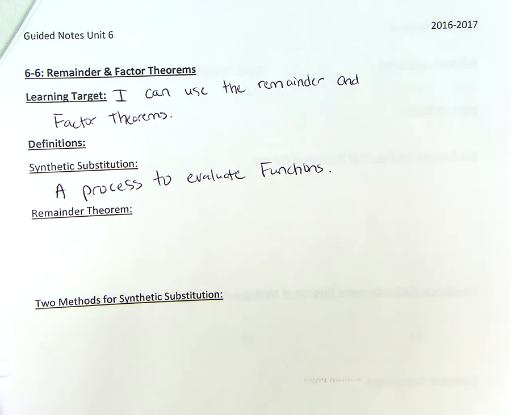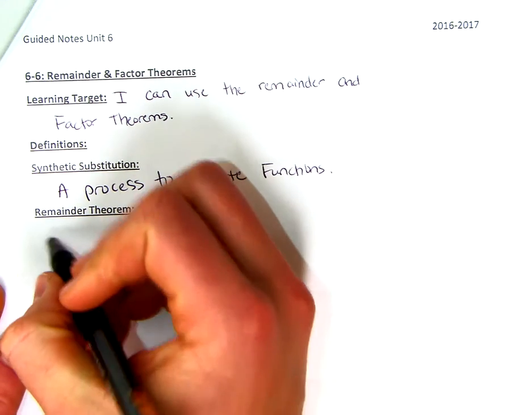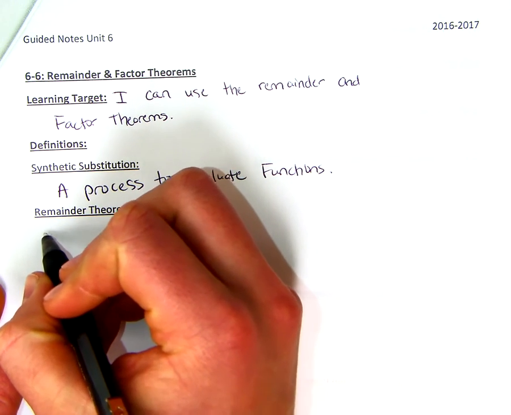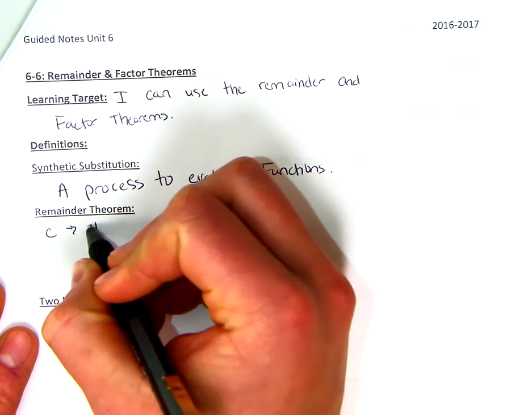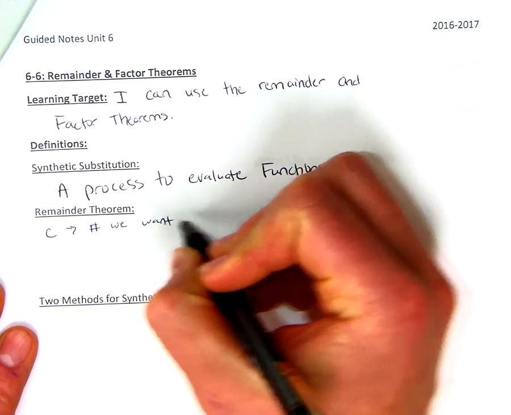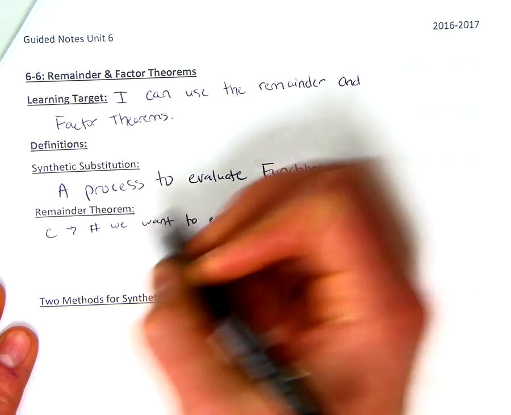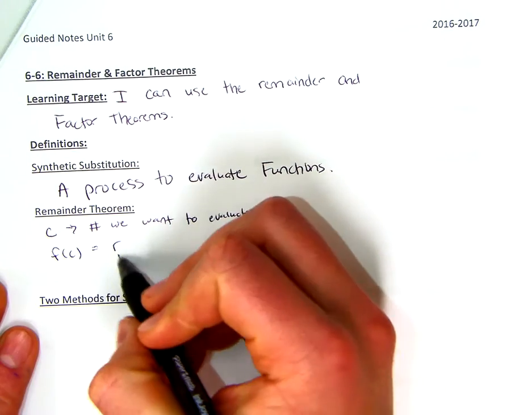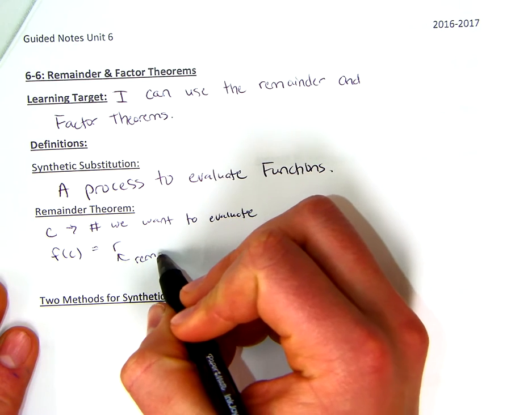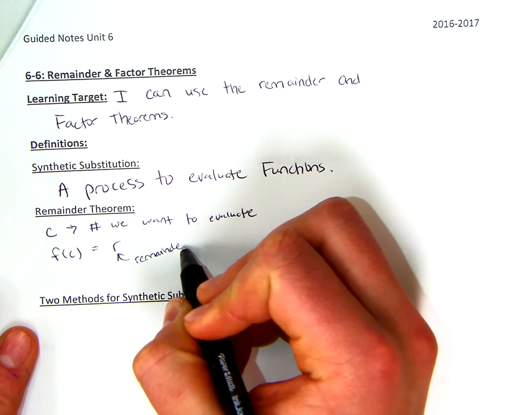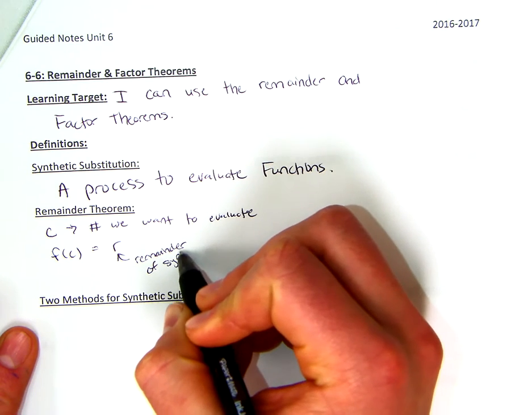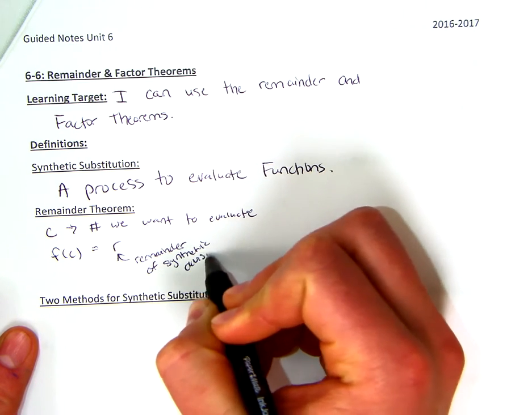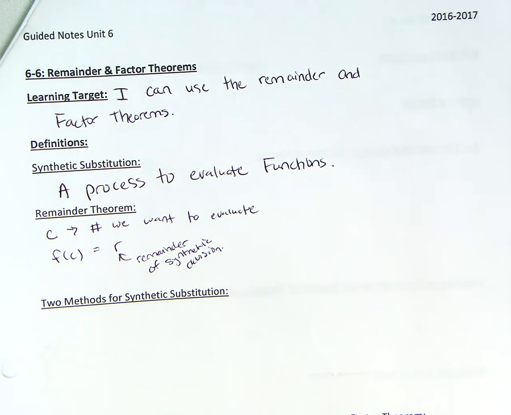But yeah, so here is the remainder theorem as well. Basically, the remainder theorem is when you have a number that you want to evaluate, we'll call that C. So C is the number we want to evaluate. So we have f of C that is equal to our remainder when we do synthetic division. So I'll finish writing that. But basically, when we're evaluating C, f of C equals R, that's the remainder of synthetic division. So let's do a couple examples first.